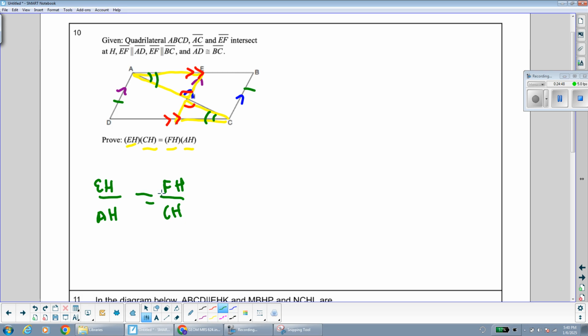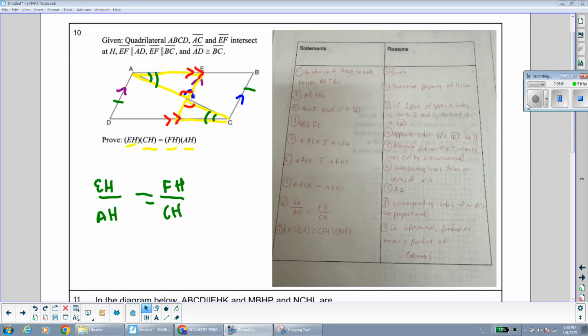The reason for a proportion is the same every time: corresponding sides of similar triangles are proportional. And then after that, you can prove your product, which is also the same reason every time: in a proportion, the product of the means equals the product of the extremes. Here is the full written up proof.